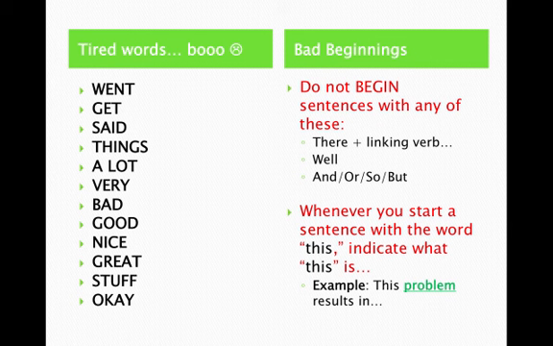Whenever you start a sentence with the word this, you need to indicate what this is. So, for example, you don't just say this results in, because this is very vague, so you have to have a specific noun following this, like this problem results in blah blah blah.